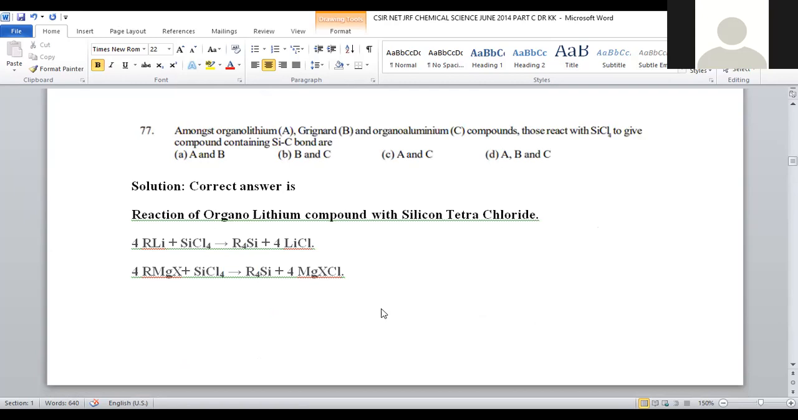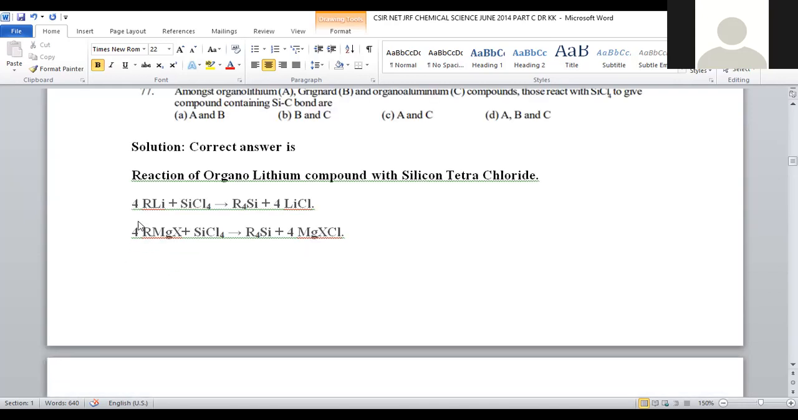Let us move on to question number 77. Among organolithium, Grignard, organoaluminium compounds, those that react with silicon tetrachloride to give compounds containing silicon carbon bonds are. Okay, so here organolithium was given, Grignard reagent was given, organoaluminium compound is also given. These three compounds are now treated with silicon tetrachloride. Then where will we get silicon carbon bonds? That means carbosilicones. So carbosilicones, where could we find them? So let us go one by one.